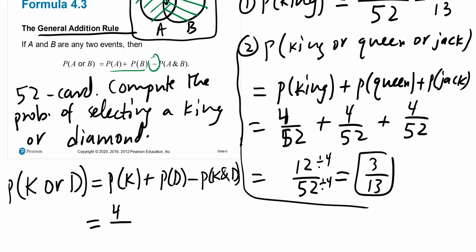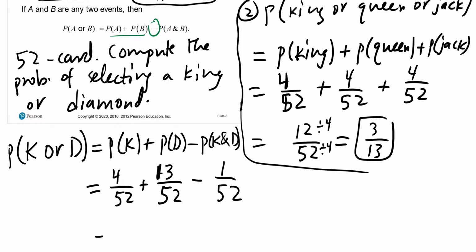So what's the probability of king? There are 4 of them out of 52. Diamond, there are 13 diamond cards. How many cards are king and diamond? There's only 1 card out of 52. So when we compute this, we get 16 on the top, 52. Both are divisible by 4, so it gives me 4 over 13. That's called the general addition rule. It can be applied to tons of examples.